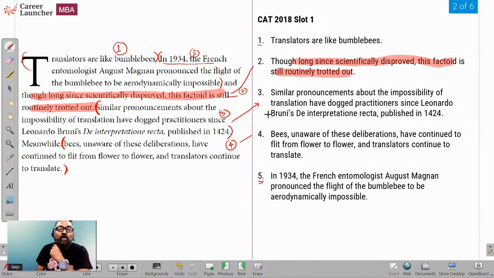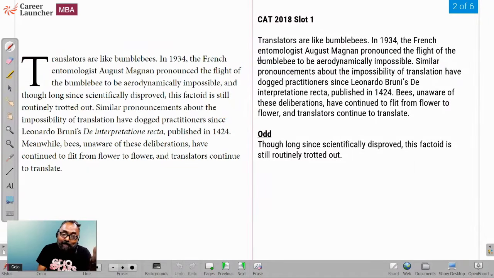Why is it odd? It's not adding value to the conversation, which means that sentences 1, 3, 4, and 5 are very tight in themselves. They tell us a story, and this sentence is actually not really needed in that conversation. And it makes sense. The sentence makes sense. There's no doubt. Translators are like bumblebees. In 1934, French entomologist Auguste Magnin pronounced a flight of the bumblebee to be aerodynamically impossible. Similar pronouncement. It makes sense. This is a well-connected sentence about the impossibility of translations, a dog practitioner since this one.